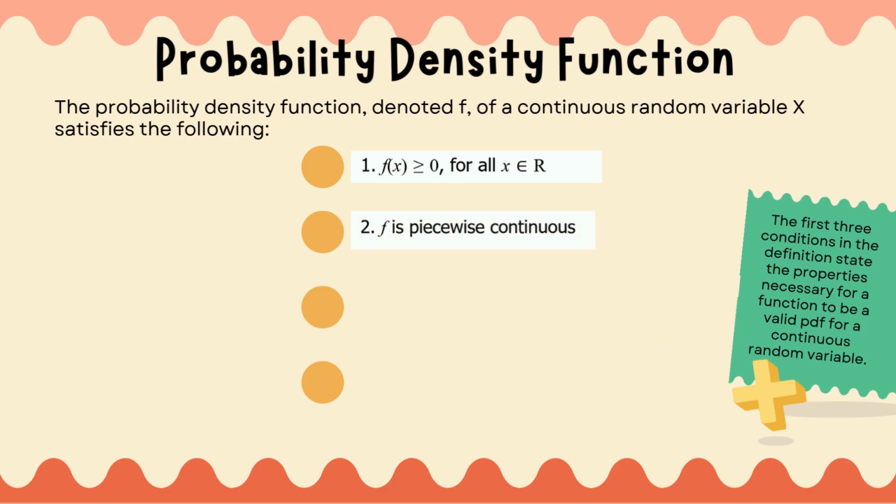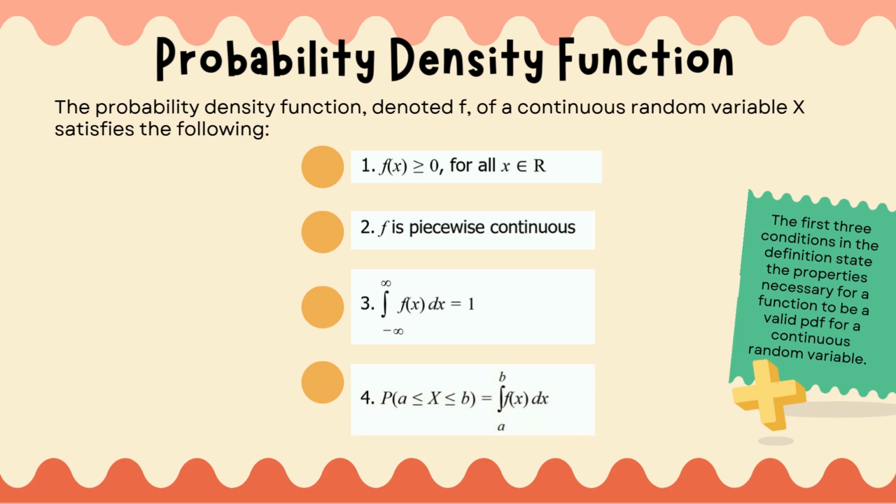Number 2. f of x must be piecewise continuous. Number 3. The integral of f of x over the entire real number line, that is from negative infinity to positive infinity, must equal 1. This reflects the fact that the total probability across all possible outcomes is always 1.